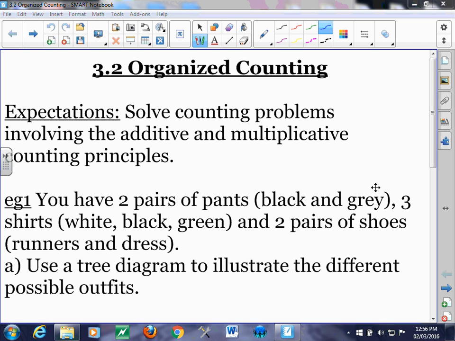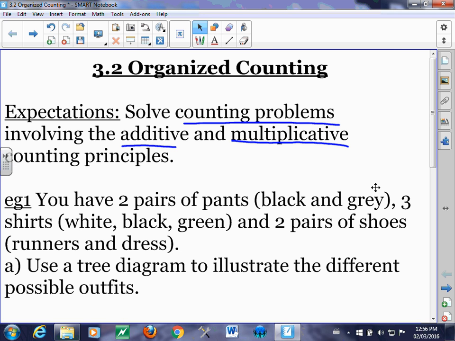Hello class and welcome to lesson 3.2, Organized Counting. Today's expectation involves doing counting problems that involve either the additive or the multiplicative counting principles.